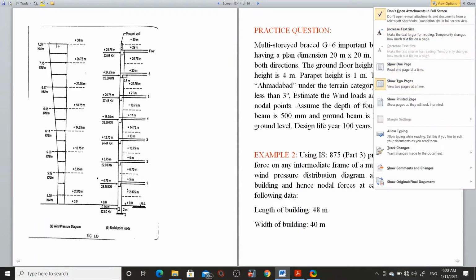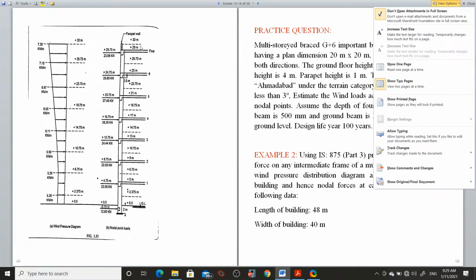Okay, so here you can see the figure, it's the wind force, and we get the heights from here. Here is 0, then 5 meter height, because the first story is 5 meter, second story is 4 meter. So 5 plus 4 is 9, 9 plus 4 is 13, 13 plus 4 is 17, 17 plus 4 is 21, 21 plus 4 is 25, and 25 plus 4 is 29.